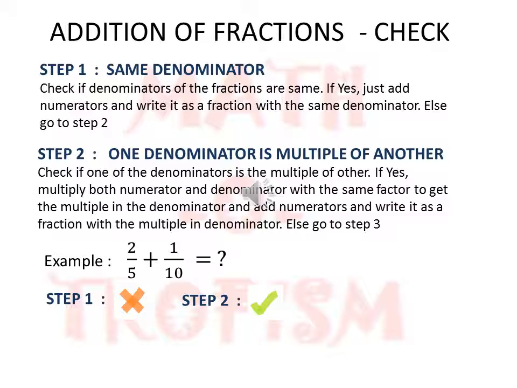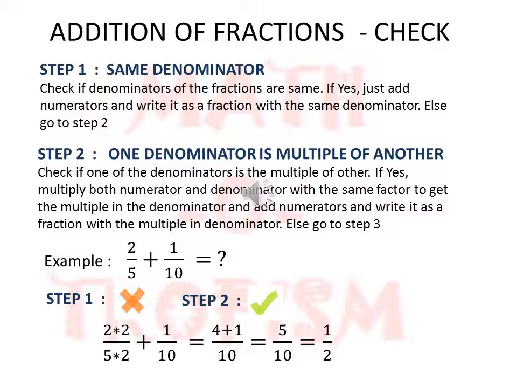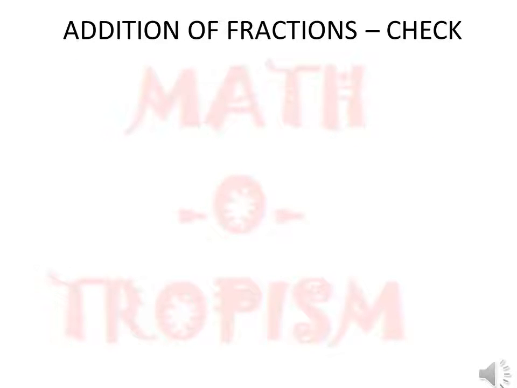So what is the multiple? 2 we already found. So 2 into 2 by 5 into 2. So thus what happens? It comes to 4 by 10. Now we have to just add 1 by 10. So 4 plus 1 becomes 5, and then it comes to 5 by 10. So which again when you simplify it comes to 1 by 2. Now we go to the next step.